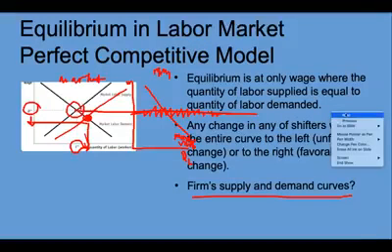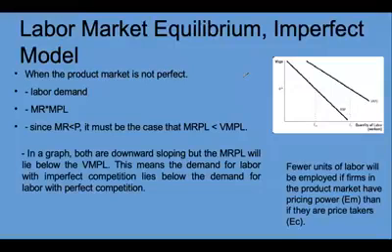Okay, let's move on. Now let's go to the imperfect model. This is the most realistic one, by the way, because at the moment we are looking at the labor market equilibrium, which means we are going to look at what the wage level and the employment level in a labor market are when the product market is not perfect. When the product market is not perfect, the producers have this price making power, and thereby the price is not constant.